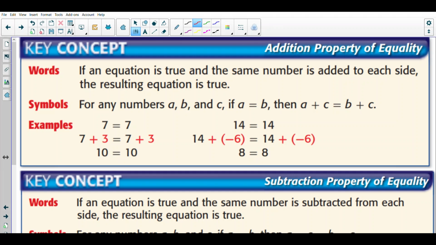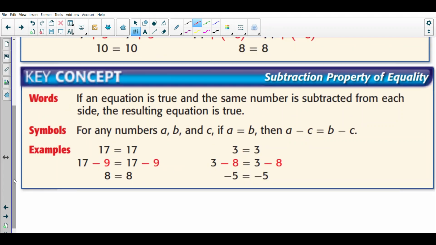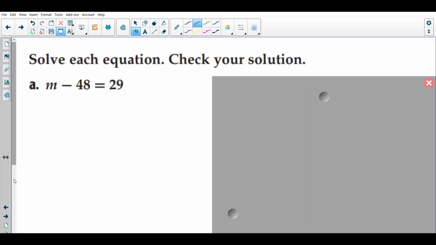That holds true for subtraction too. If an equation is true and the same number is subtracted from each side, the resulting equations are true. So 17 equals 17, subtracting 9 from both sides, again remains 8 equals 8. We always want to think that subtraction and addition undo each other. So in our cases, we want to do the opposite of what we see.